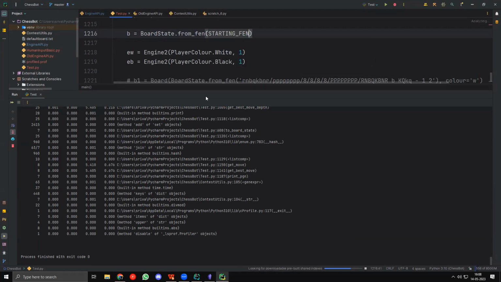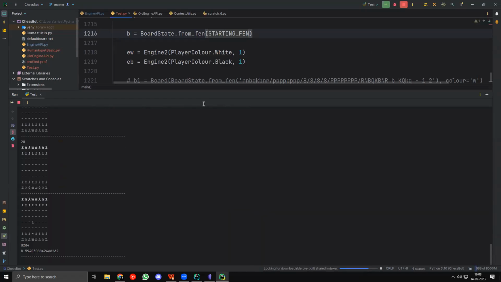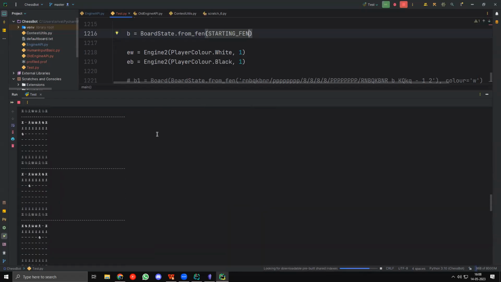Okay. Sriram, I actually named it Out of Stockfish. It's now called Out of Stockfish.